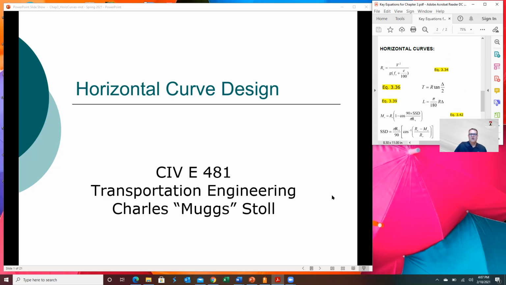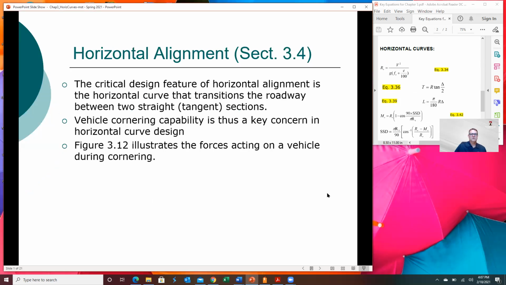So, okay, let's start talking about horizontal alignment. It starts in section 3.4 in your book, after the vertical curve section. Basically, horizontal curves are the alignment feature that connects two straight sections of highway, often referred to as tangent sections of highway. I'm sure that's what you got in your surveying class.